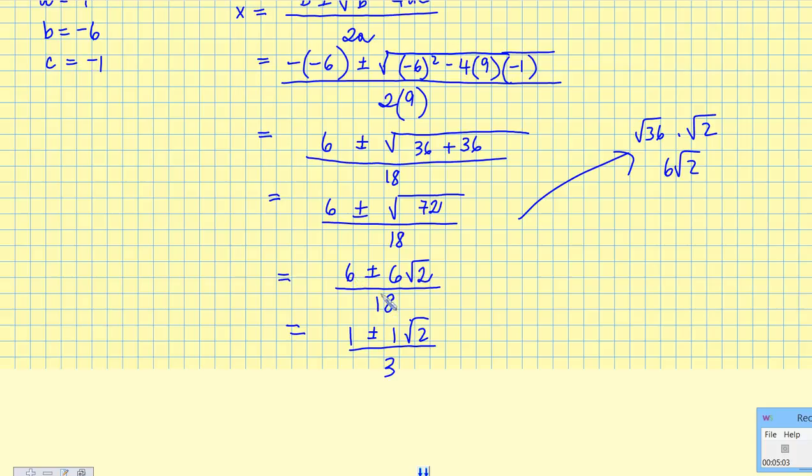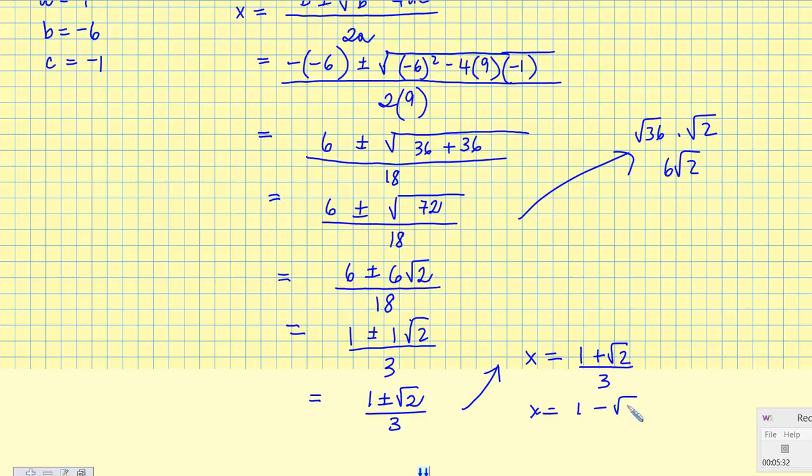So 6 divided by 6 gives me 1, 6 divided by 6 gives me 1, and 6 into 18 goes 3 times. And therefore my answer is going to be 1 plus or minus root 2 over 3. And we have two solutions, that means, right? So it's x equals 1 plus root 2 over 3, or x is equal to 1 minus root 2 over 3. It is sufficient for you to just give me your solution here as 1 plus or minus root 2 over 3. You don't have to divide them up if you don't want to.